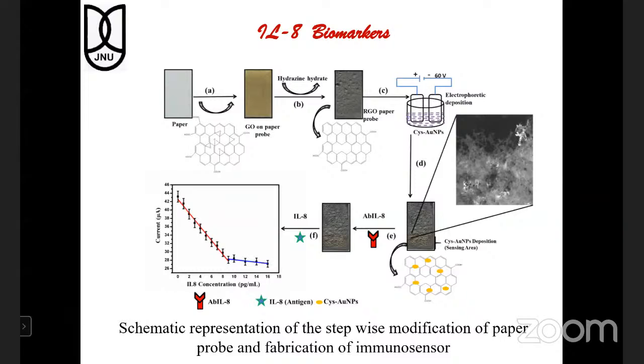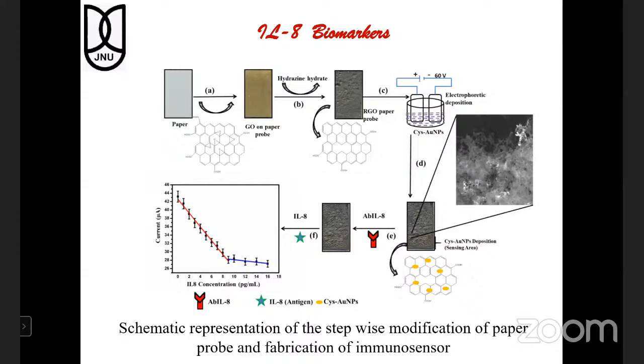That confirms that the paper is conducting in nature, and then it is used for immobilization of the antibodies corresponding to IL-8. Here we immobilized the antibodies of the interleukin 8 biomarker onto this electrode, because IL-8 corresponds to some disease, infection, and other inflammatory diseases, and can also give us some signal. So the IL-8 biomarker is also very important for clinical diagnosis.